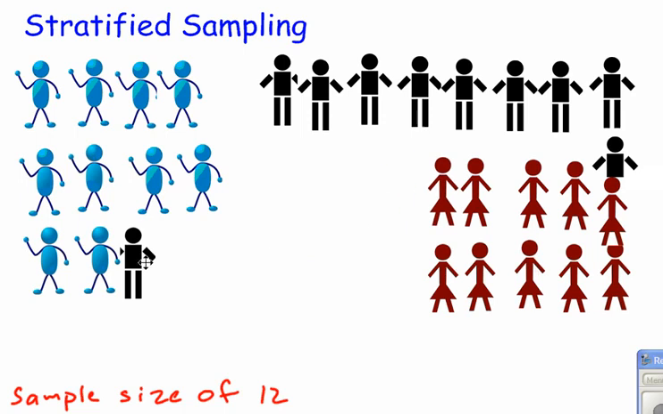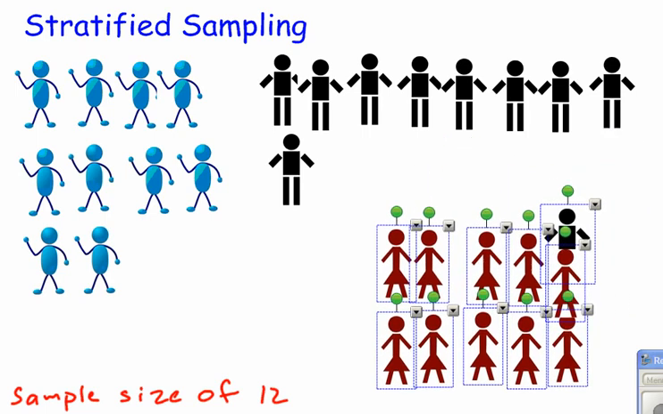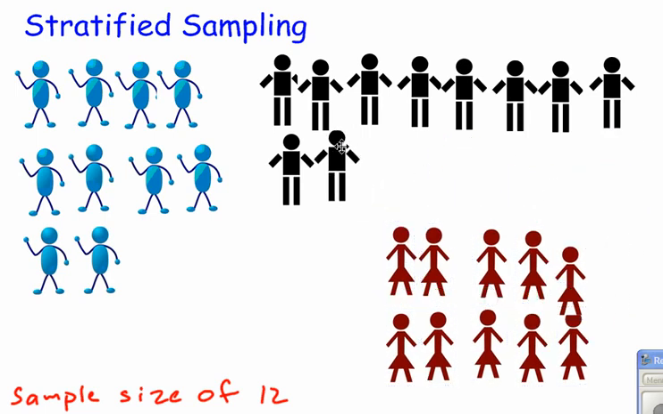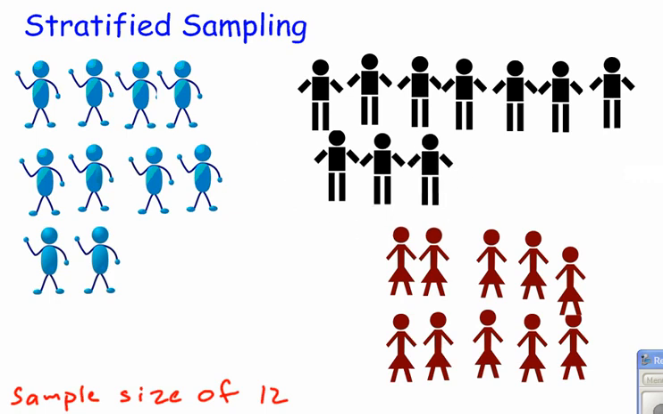Almost finished here. Let's take all of these and move them down a little bit. Move this guy up here with his group. And there we go. Now, each one of these groups is called a strata. So this would be my blue guy strata, this would be my black guy strata, this would be my red girl strata. Each one is a strata. They are grouped by some kind of characteristic. So I have stratified them, or put them into strata.